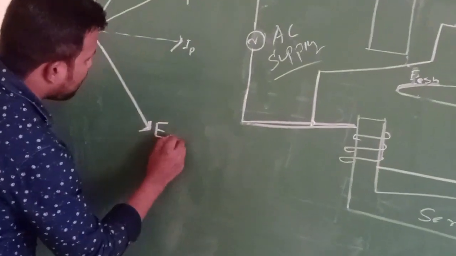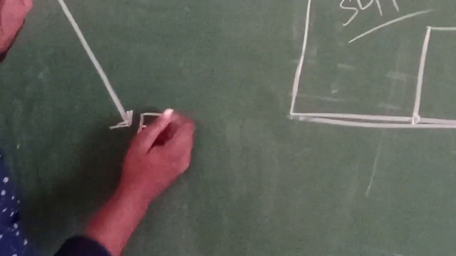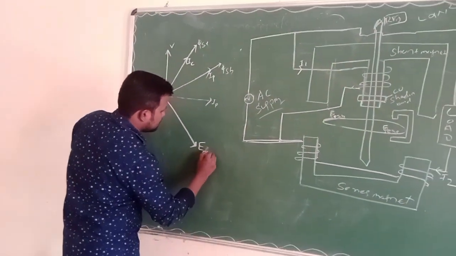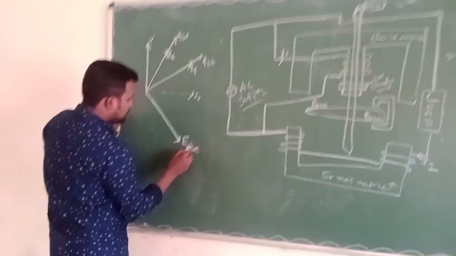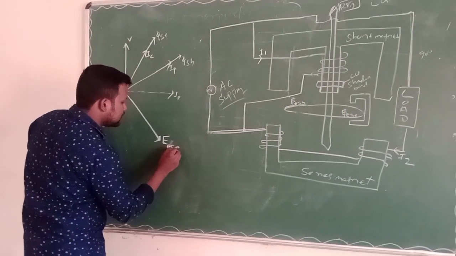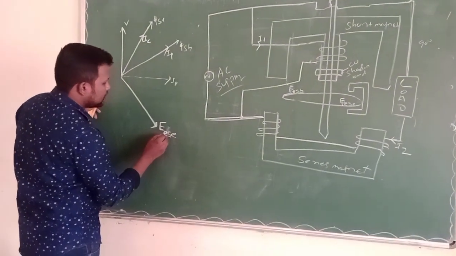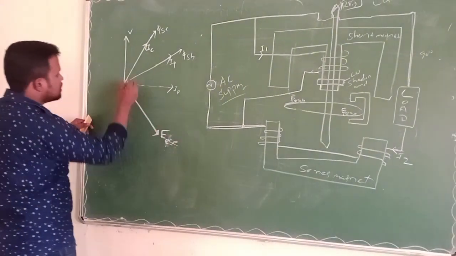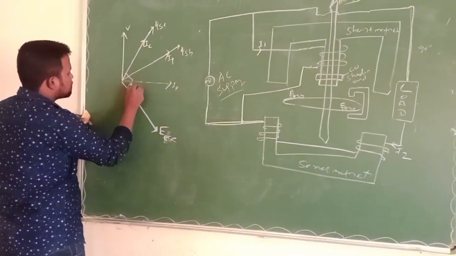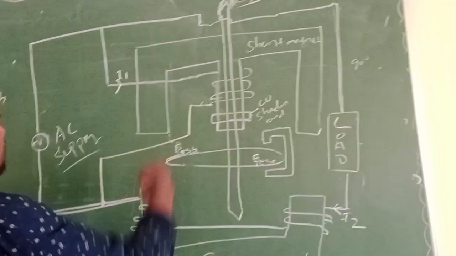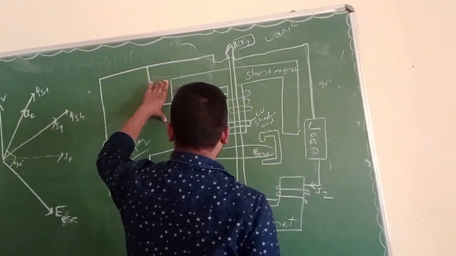That is E, the eddy current. Series coil eddy voltage, that is at 90 degrees. And after that, the shunt magnet. In the shunt magnet, it is also there.